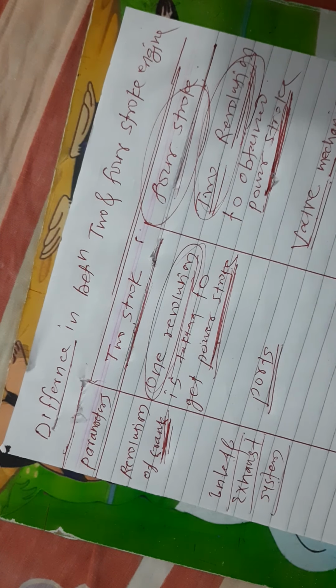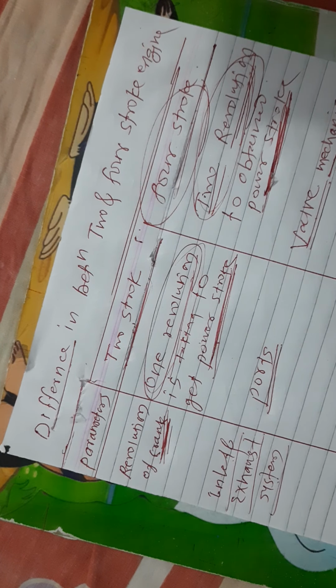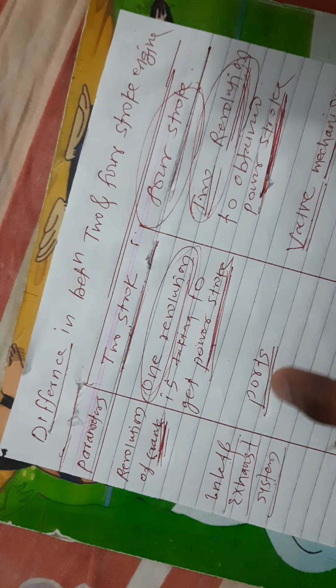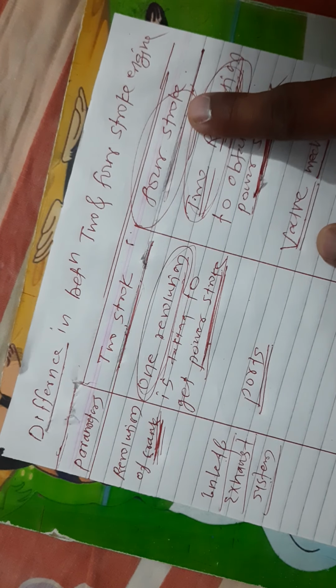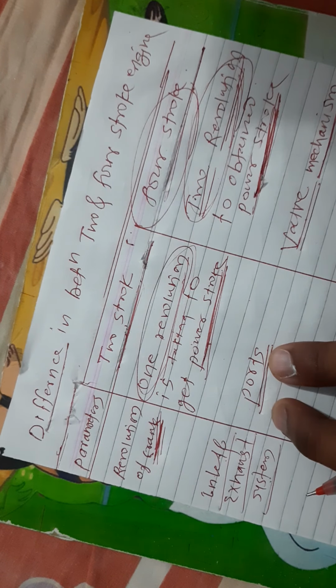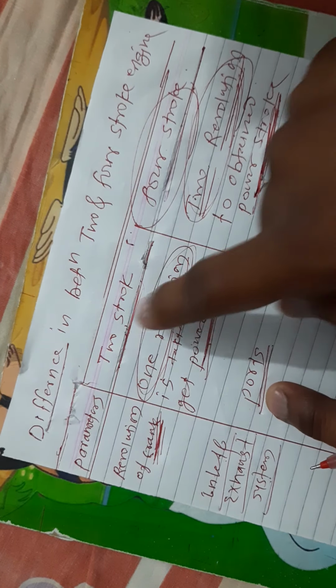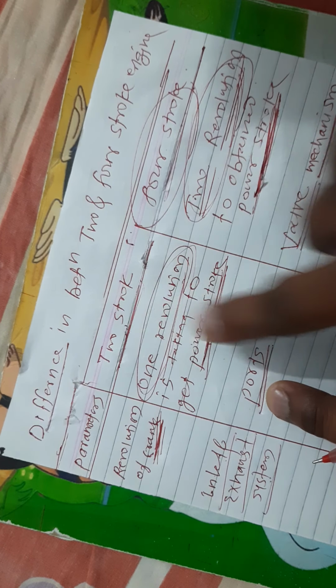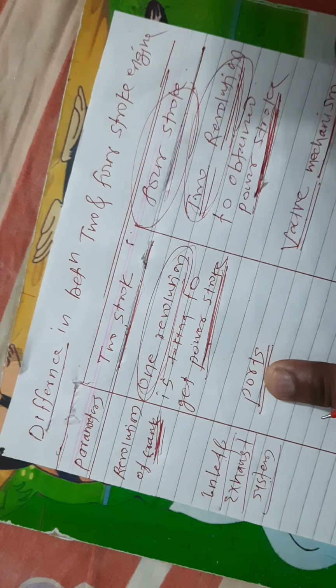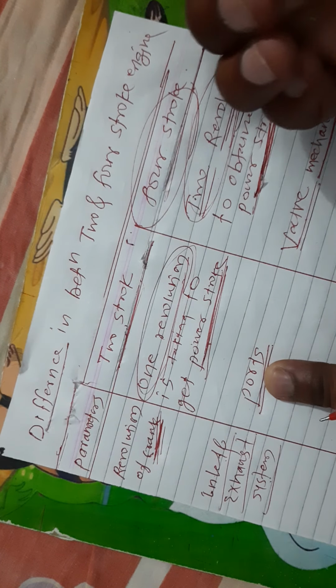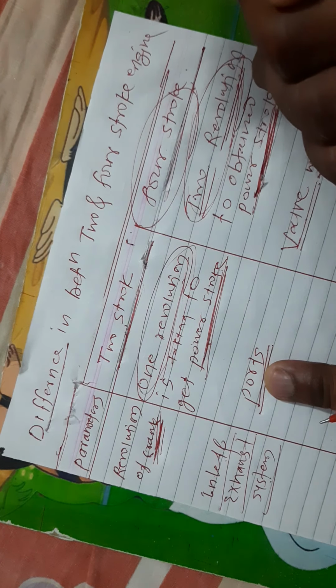So the charge is taken into the cylinder through ports in a two-stroke engine, but through valves in a four-stroke engine. So the two-stroke engine uses ports for the inlet and exhaust system to take something in and take something out of the cylinder.